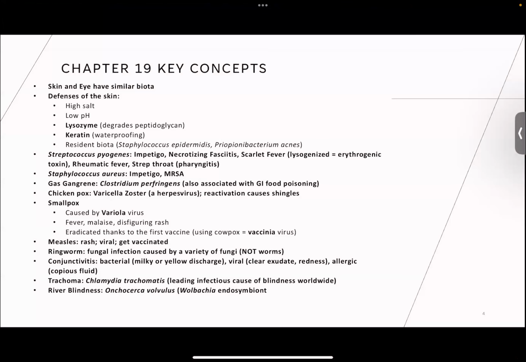Remember, this is our skin and eye diseases. The skin and eye have very similar biota associated with them, but the eye is going to have that immune privilege, which we're going to get into more. We got into it in our talk for chapter 20, but also in our review for chapter 20, we'll talk about immune privilege again. But both of these have their own defenses.